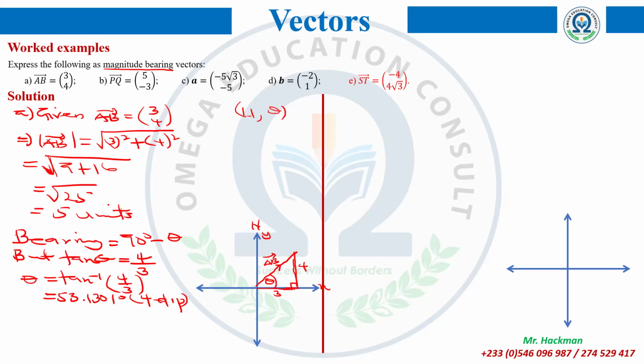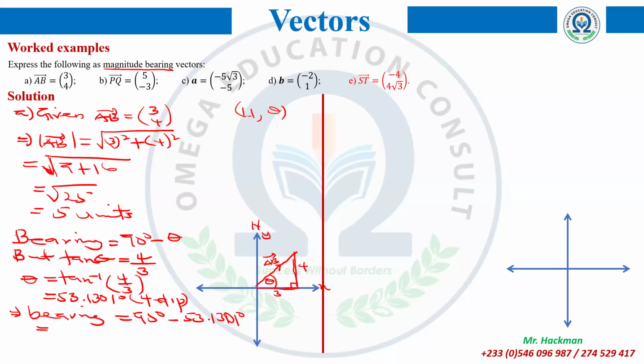Okay, so at this point, is theta the bearing? No, please. The bearing will be 90 degrees minus theta. So this implies that my bearing will be equal to 90 degrees minus 53.1301 degrees. Don't forget your degrees. So that gives you 36.8699. Okay, very good. So here you have to be very careful.